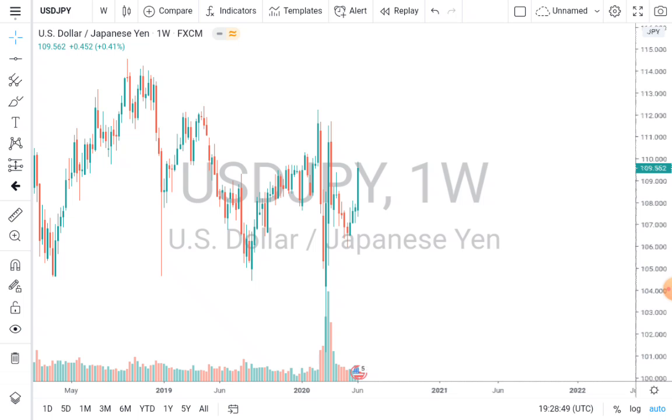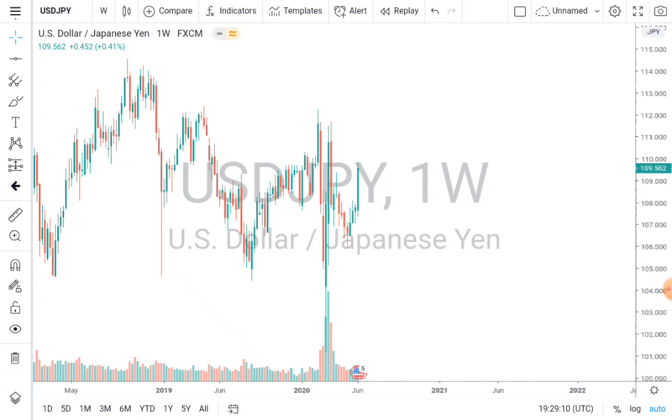So basically, I'm a price action trader, you know, not a fundamentalist. I'm a technical trader. So yeah, let's get to things now. Let's get to the market. Let's get to the chart.